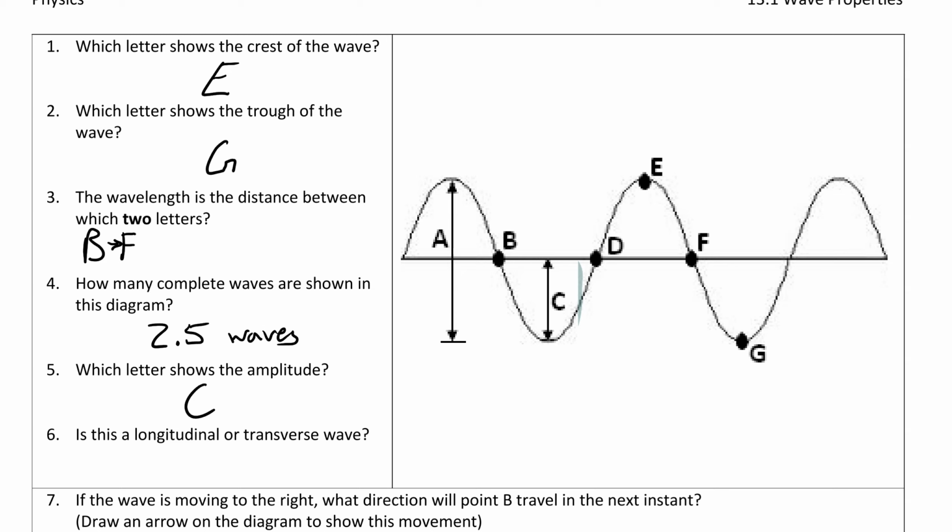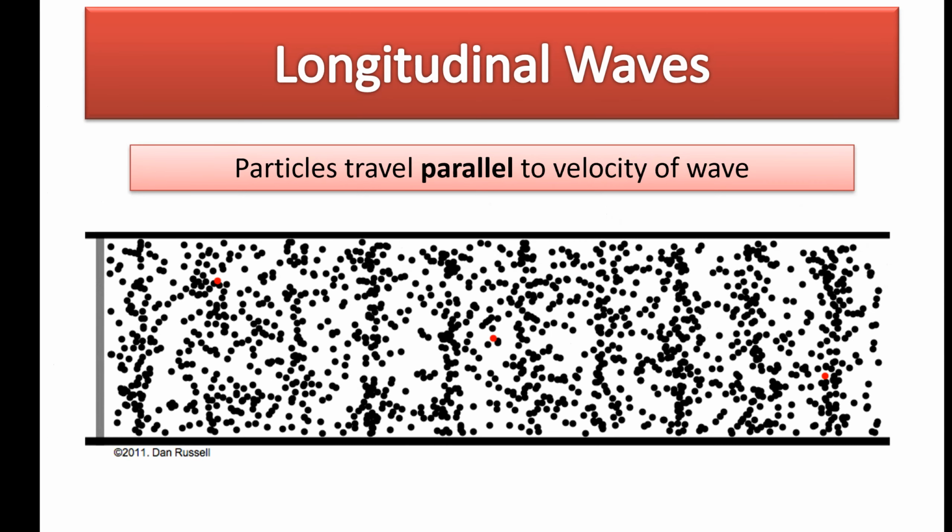So the video that was posted kind of talks about the difference between longitudinal and transverse. I have a couple PowerPoint slides that show the difference, so let's take a look at those. Okay, so for longitudinal waves, the particles travel parallel to the velocity of the wave.